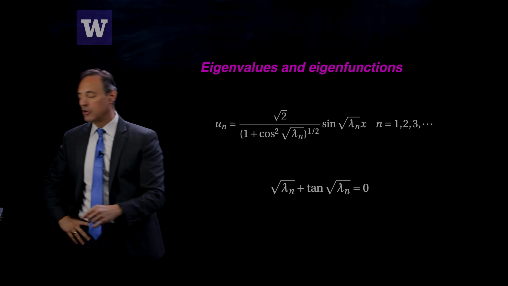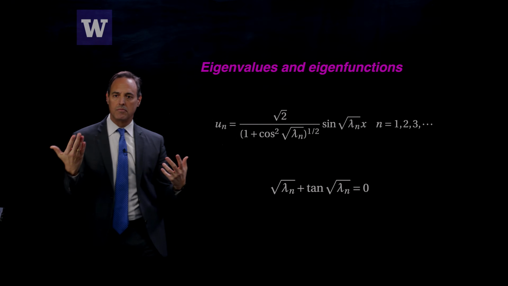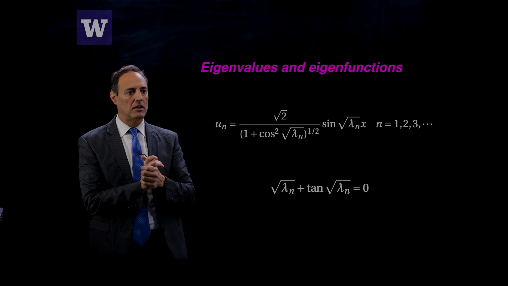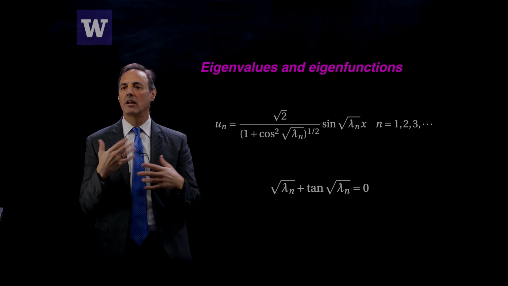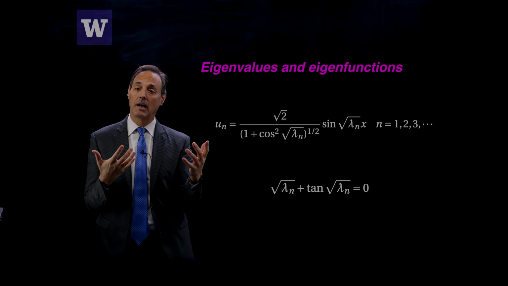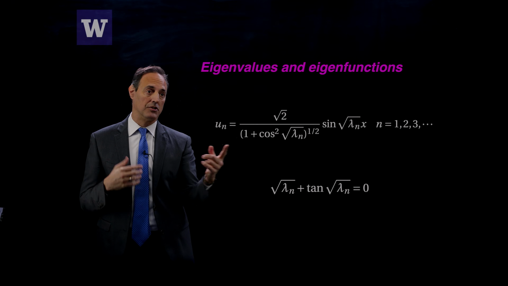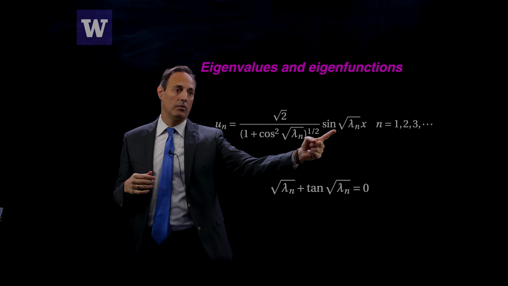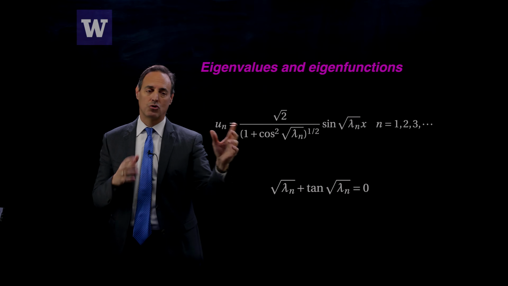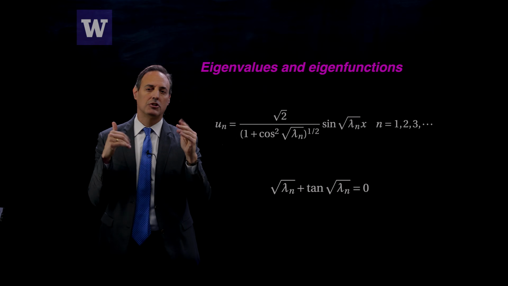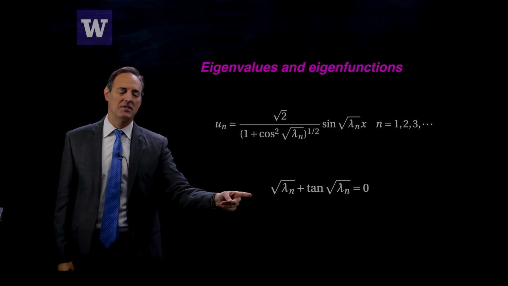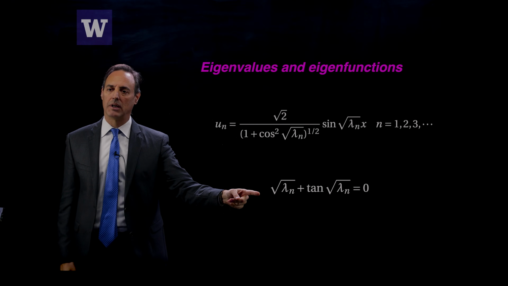If you actually solve this, more details are in the notes. But basically what you end up with, if you do a little bit of work on this, here's your normalized eigenfunctions. They're a sine of square root lambda x, and here's the normalization factor to make sure that the length of this function is 1. And the eigenvalues satisfy this interesting transcendental relationship right here.